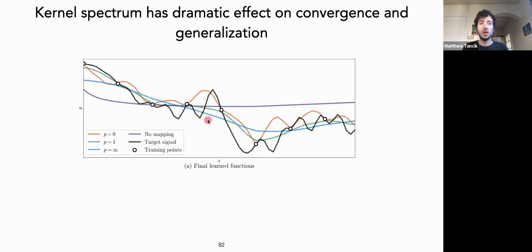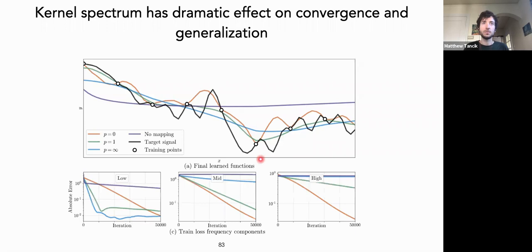And we can see that the networks with different NTKs converge to pretty different functions. Now remember that the mappings with larger values of P mean that the NTKs have a faster Fourier falloff. And we can see that as P increases, the learned function becomes lower and lower frequency. So when P is zero, our function is pretty high frequency.